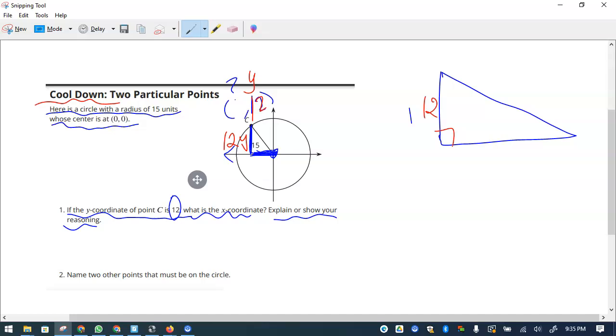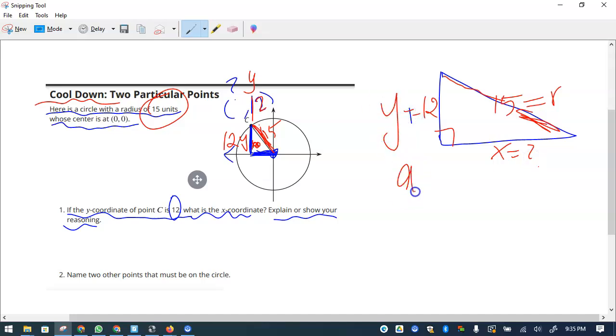And the radius is 15. That means this red color is 15. So this is the radius, which is 15. I'll call it R. X is what we want, the question mark. And y is 12.